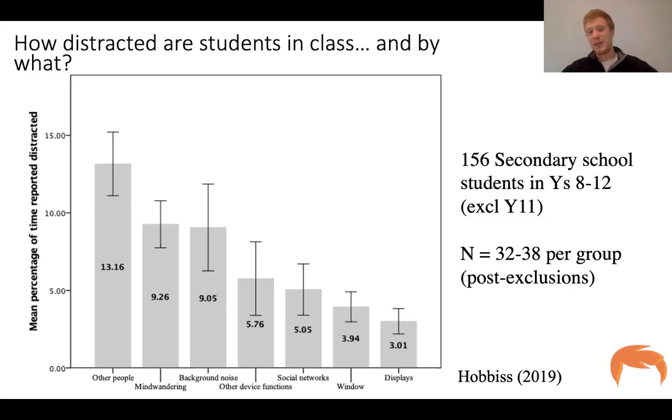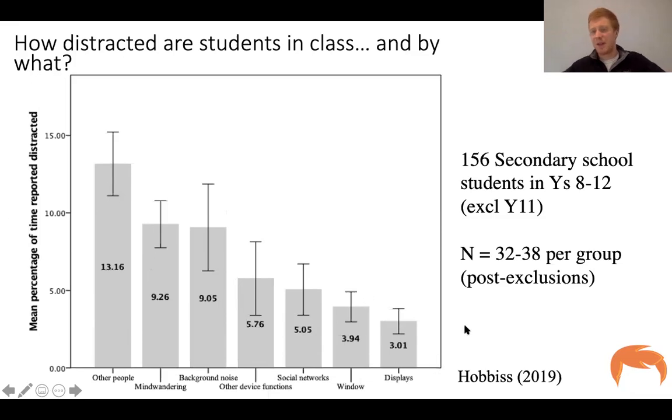So these are the mean percentages of time that they reported being distracted by the different sources that we gave them. So you can see that other people is the largest source of distraction here. That's 13%. Mind wandering and background noise, both just over 9% of the time. Then we've got two to do with technology, so social networking, and then other device functions, so that's non-social network functions on a computer or tablet or phone. Looking out of the window, and then displays in the room.